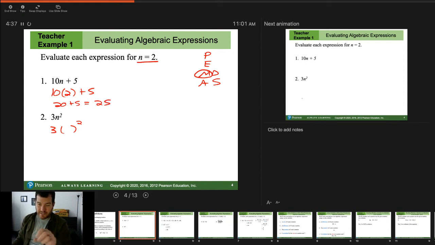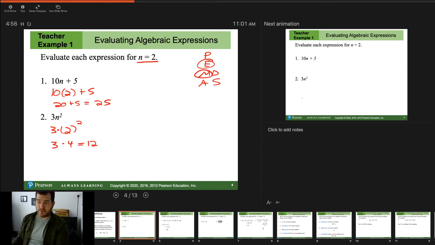Similarly down here, I'm going to put a 2 in there, and I start again. Do I have any parentheses? Well, I do, and I actually have an exponent first, so I'm going to do that first. So I have 3 times 2 squared. Remember, this is actually being multiplied here. So 2 squared is going to be 4, so 3 times 4 is going to be 12.